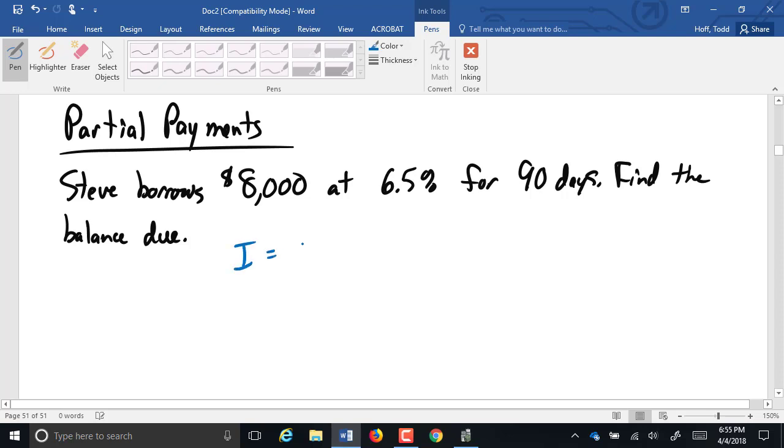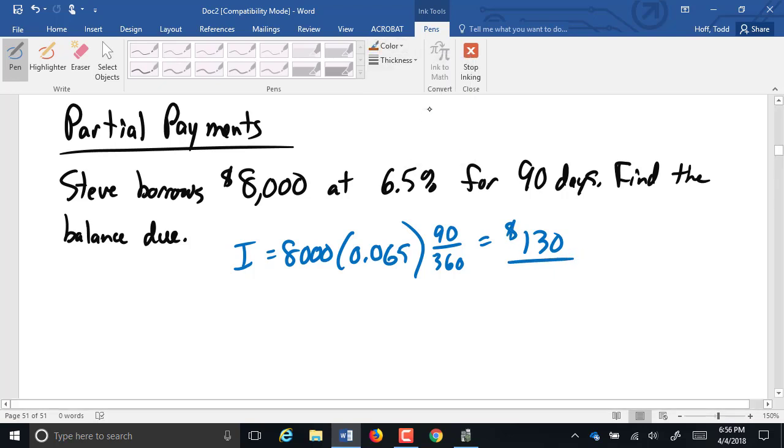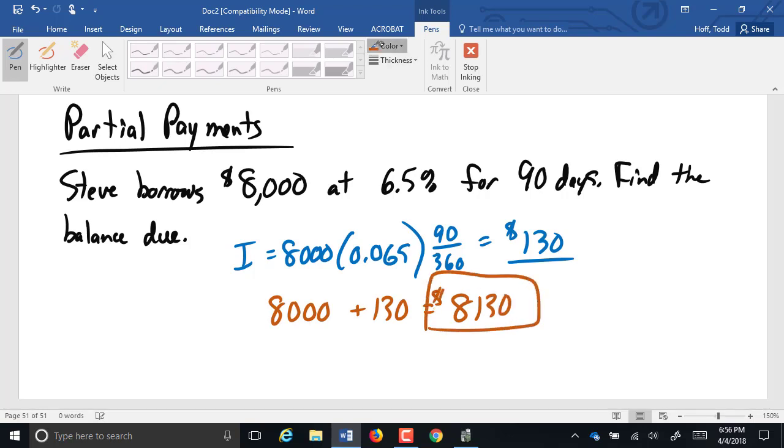Well, we've already done similar things to this. 8,000 times 0.065 times 90 over 360, which is going to give us what? $130 in interest? So 8,000 plus 130, $8,130 is the balance due.